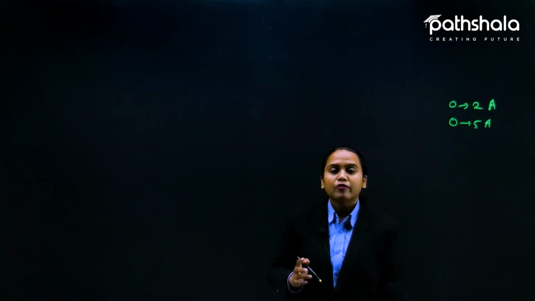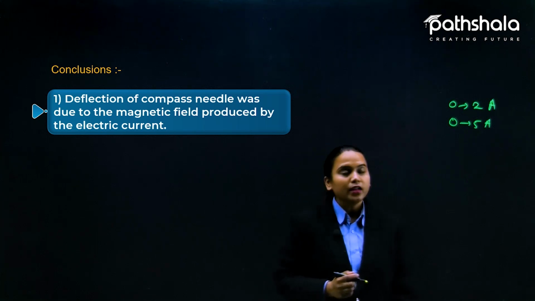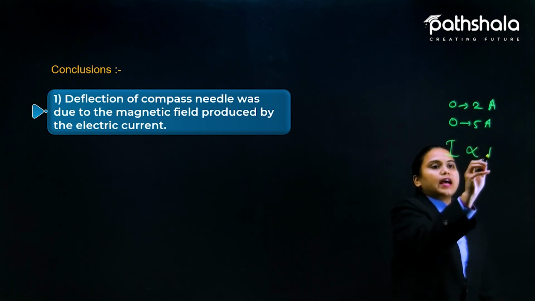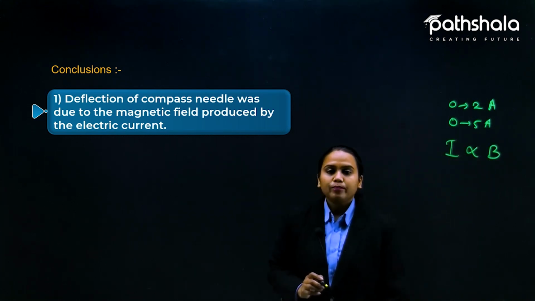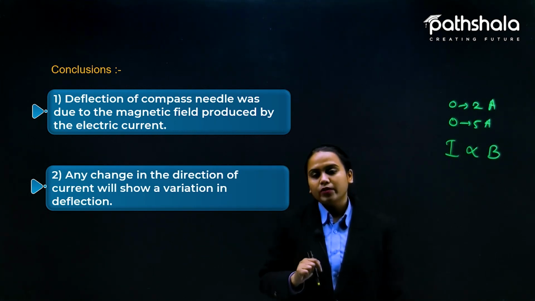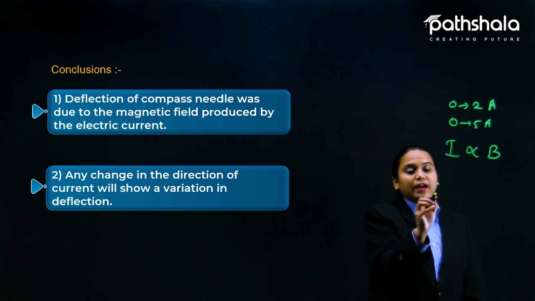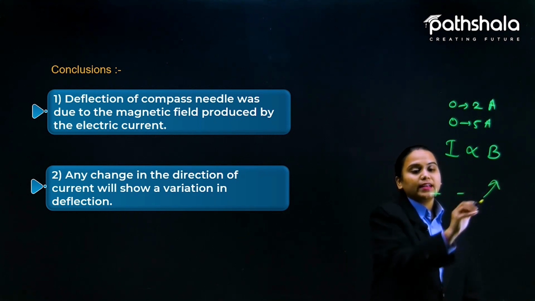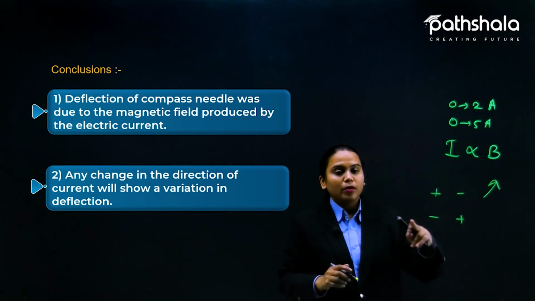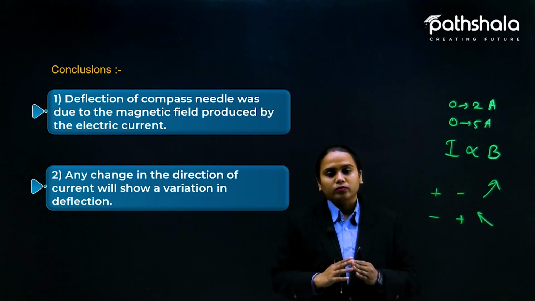So what conclusions have we drawn from all these things? This experiment shows us that the deflection of the compass needle was due to the magnetic field produced by the electric current. That is sure: I is directly proportional to B. Okay, and the second conclusion we have drawn from the experiment is that any change in the direction of the current will also vary the deflection. When we kept the battery from positive to negative, it was deflecting like this, and when we change the direction of the battery to negative and positive like this, now the current will flow from positive to negative like this, so it will change the direction of the compass needle also.